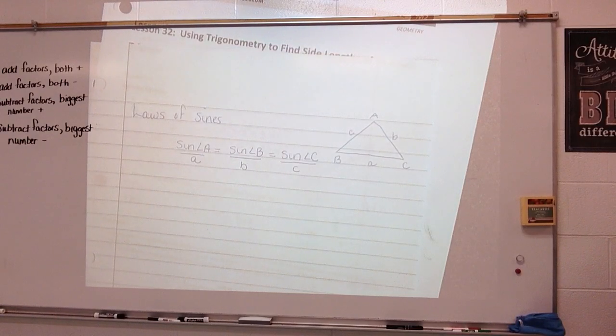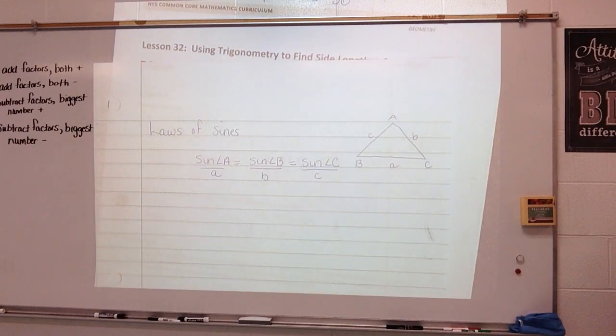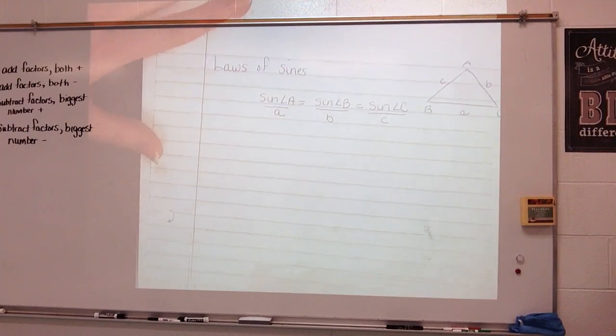Now, this may be difficult for you to understand. The ratio of the sine of an angle of a triangle to the side opposite the angle is the same for each angle in the triangle. Let me repeat that again. The ratio of the sine of an angle in a triangle to the side opposite the angle is the same for each angle in the triangle. Let's consider a triangle here.